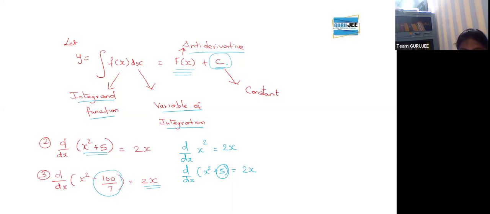Just don't bother about the problems. Understand what the constant is, what the antiderivative is, what the integrand function is, and why this dx. Based on dx only, we will integrate. Just as in differentiation we have dx in the denominator, here we have integration on the side of the function. That's it, no other difference. Both are similar. I'm proceeding.